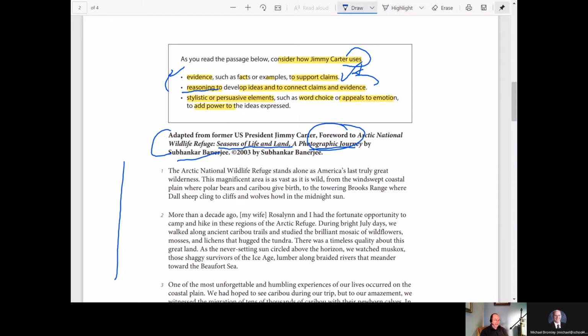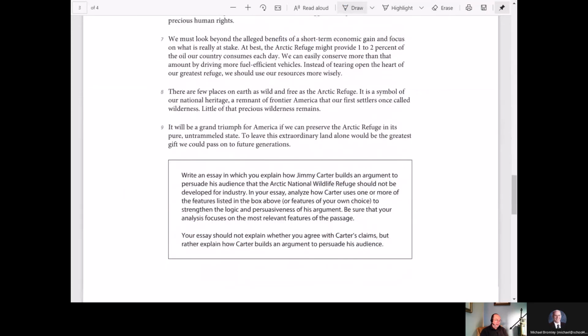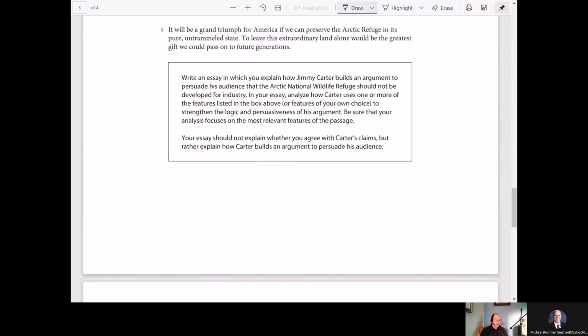In other words, does this essay work as a persuasive text? That's what this is about. And our job is to analyze that in the text itself. So if we go down to the bottom here, we have the passage, and this is always the same. They just put in the author's name in here. Write an essay in which you explain how Jimmy Carter builds an argument to persuade his audience. Okay, that's what we're after.